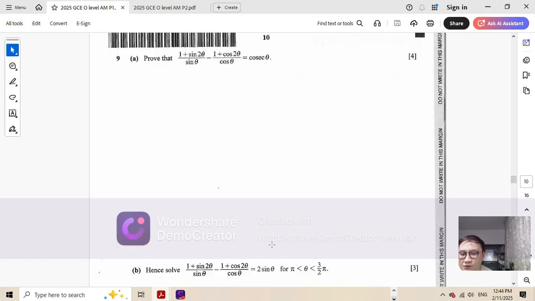Solving trigo equations is what we are doing today, that is our focus. Proving will be the following week, after solving trigo equations.